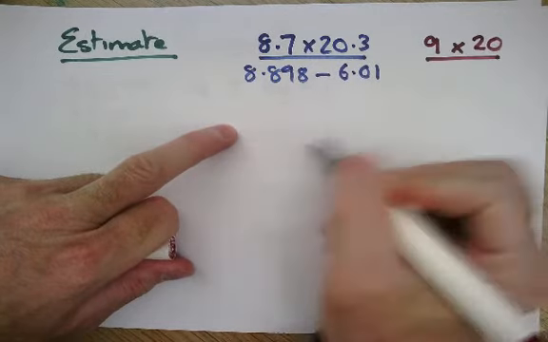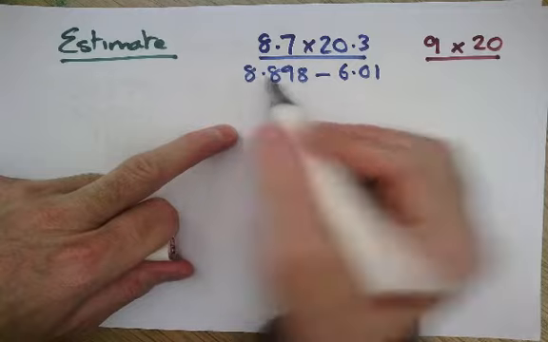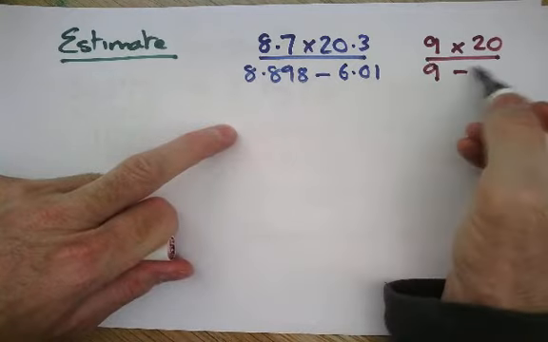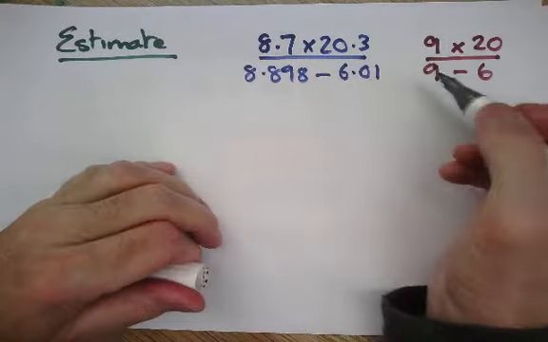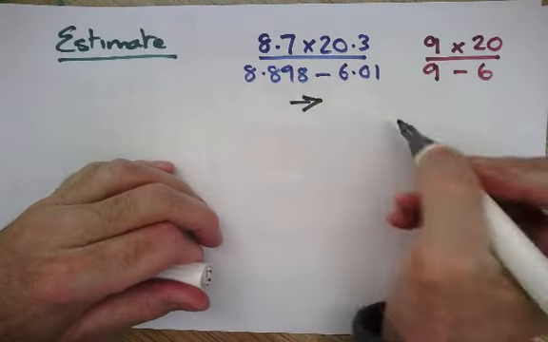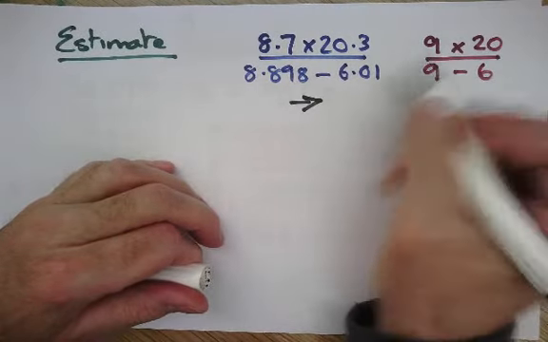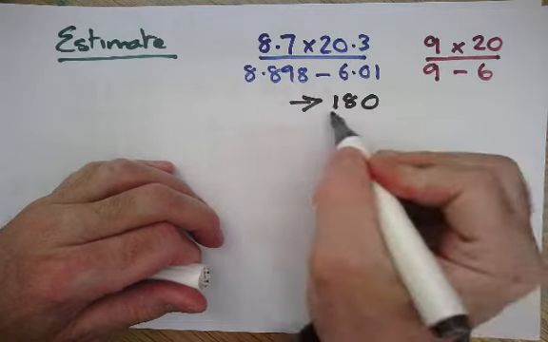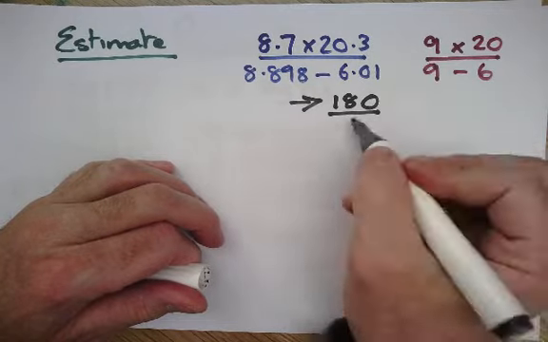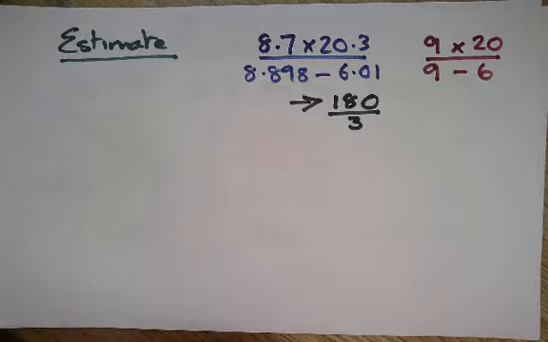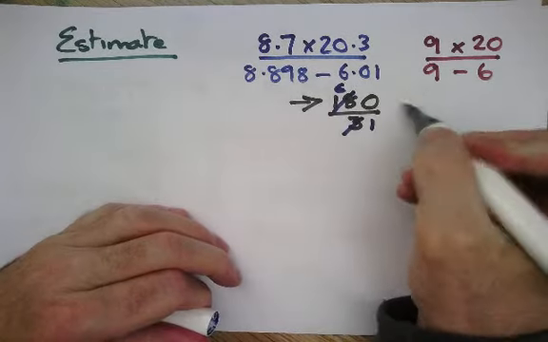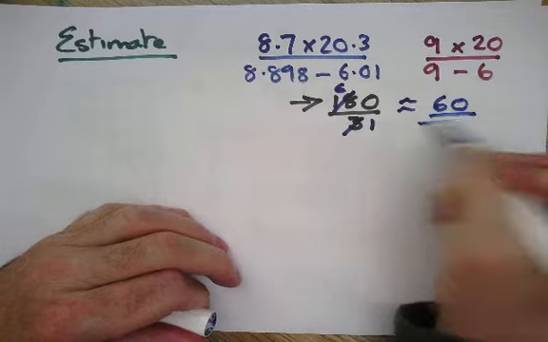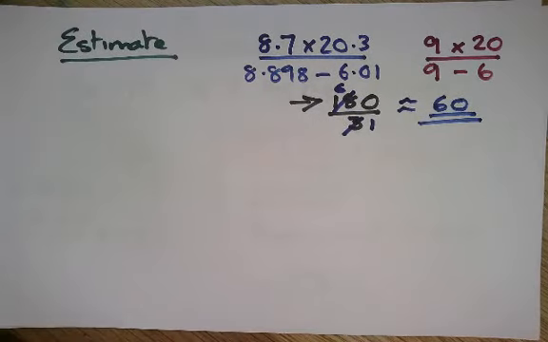20.3, well that's just simply going to be 20, not 2, 20. 8.898, well that's literally going to be 9 minus 6. Now you solve it. Often with these sort of questions, it drops out quite nicely. So 2 9s are 18, chuck the naught. 9 take away 6 is 3. And how many 3s go into 18? 6. So I know that cancels down. So it roughly becomes 60. And that symbol means roughly.